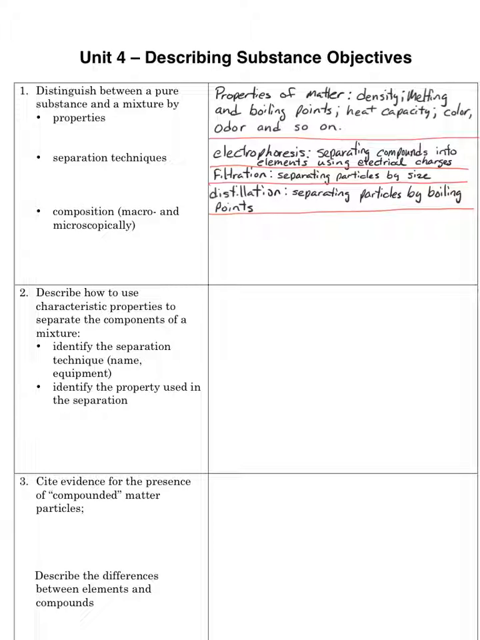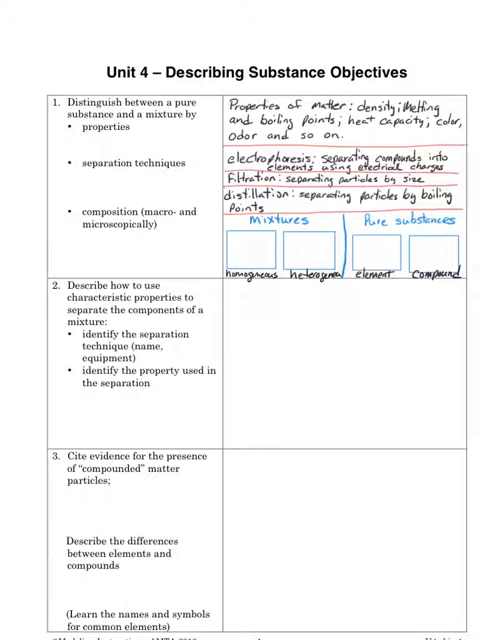For the next one, I'll go ahead and draw a diagram and see if you can fill them in. All right, so go ahead and see if you can fill in examples of boxes for the mixtures and the pure substances that are listed. So do a homogeneous mixture, a heterogeneous mixture. In pure substances, do an element and do a compound.